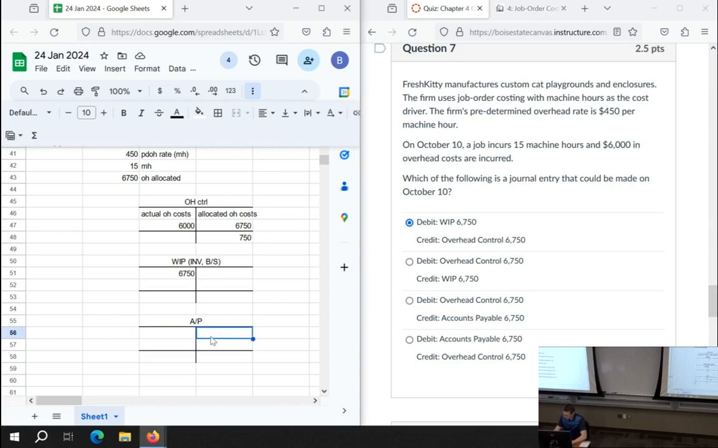Yeah, we're going to be debiting $6,000 to some sort of account, some sort of payable, or directly to cash. If we're paying out of cash, that's fine. Or some sort of a wages payable or whatever. We got the $6,000 actual overhead cost incurred somewhere.